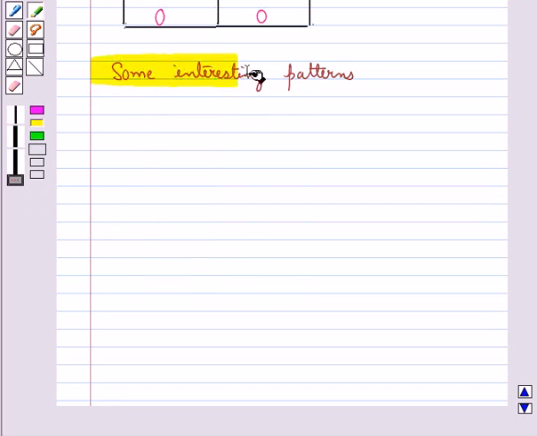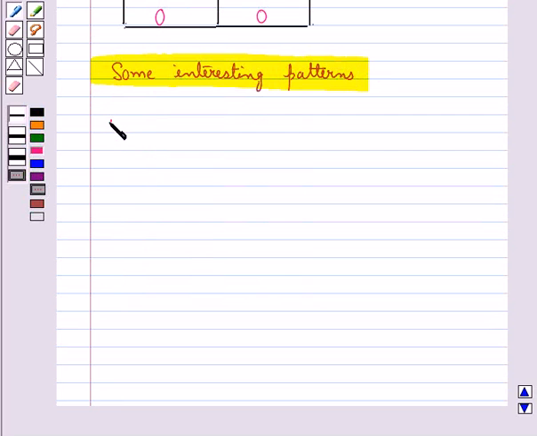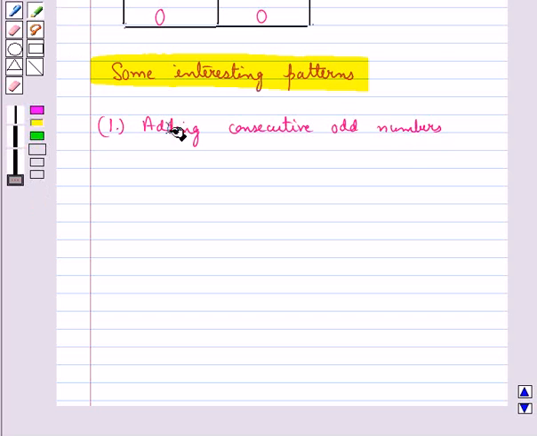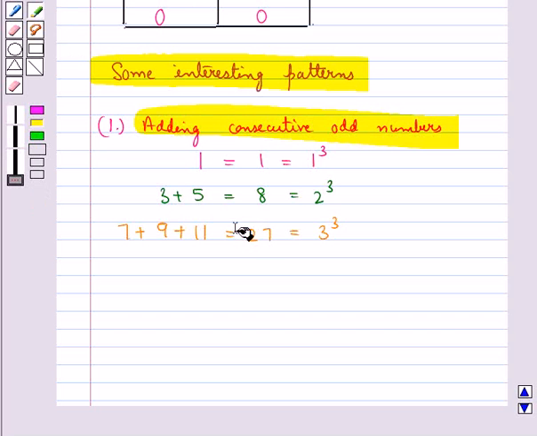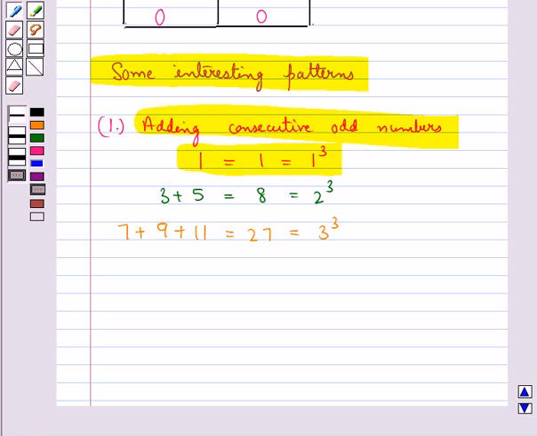Now we discuss some interesting patterns. First we have adding consecutive odd numbers. Observe this pattern of sums of odd numbers. Now consider the first line of this pattern, which is 1 equal to 1 equal to 1 cube. Now as you can see, to obtain the sum as 1 cube, we need one odd number, and that is 1.